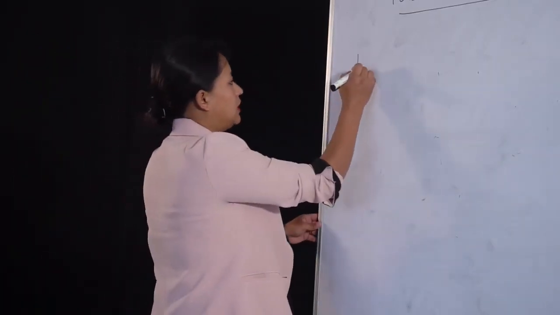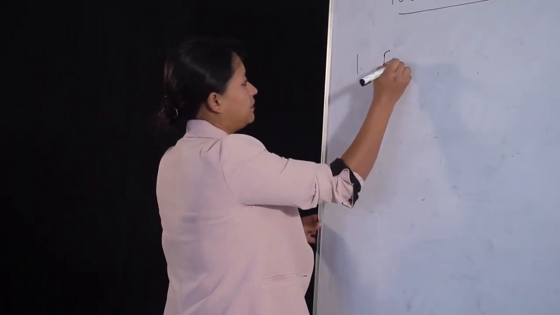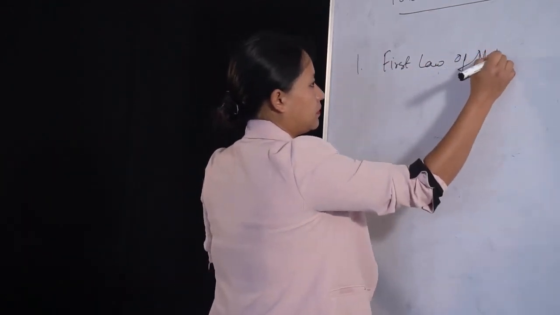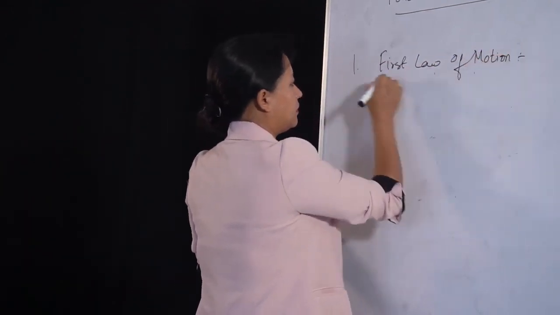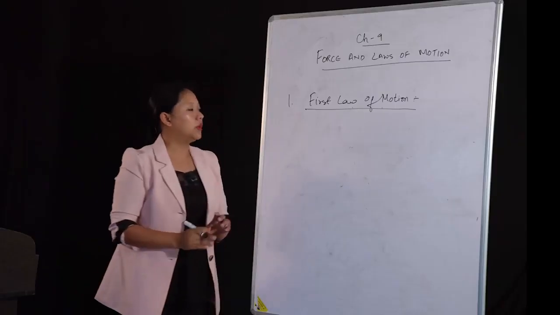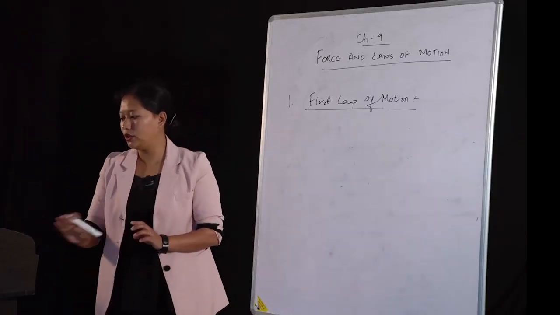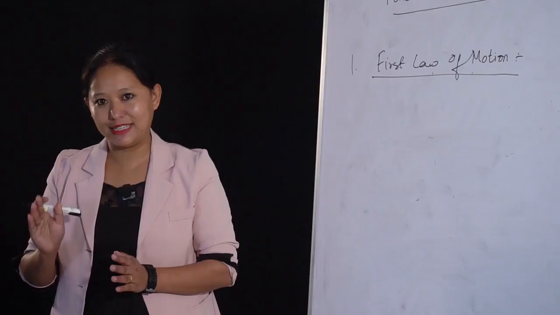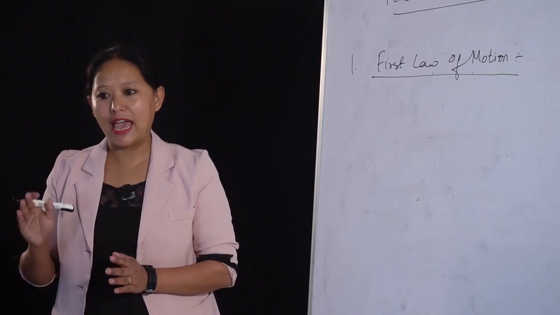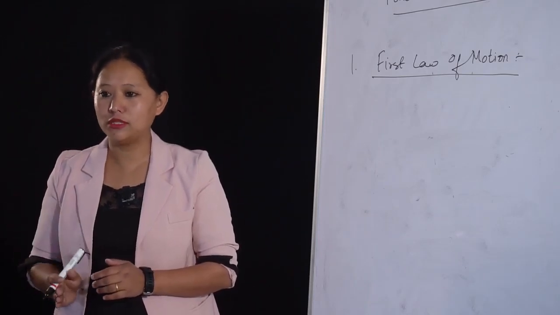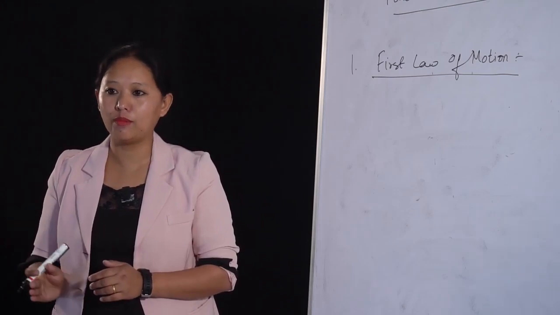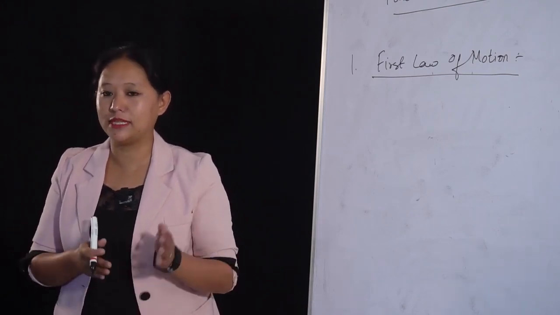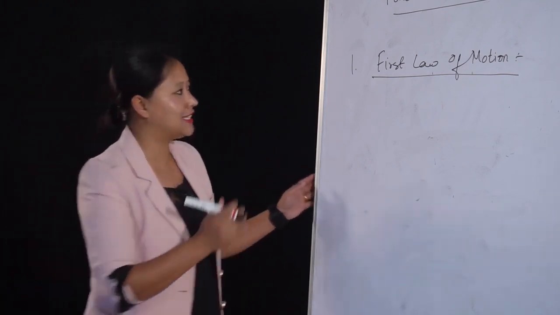The first is Newton's first law. So what is Newton's first law of motion? Newton's first law of motion states that a body at rest tends to be at rest, and a body in uniform motion tends to be in uniform motion until and unless an external force is applied on it. Let me write this.